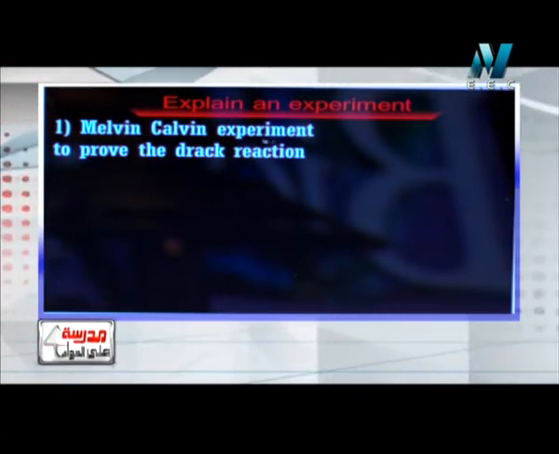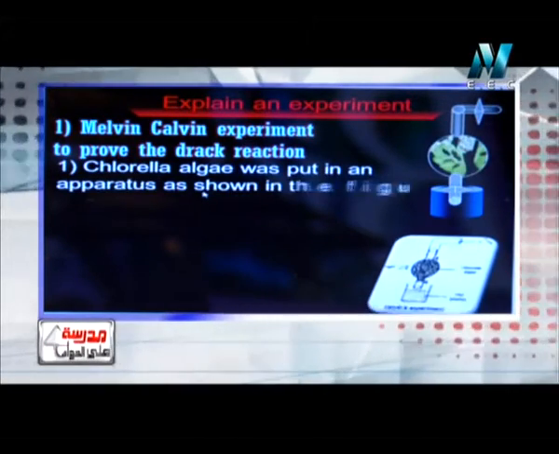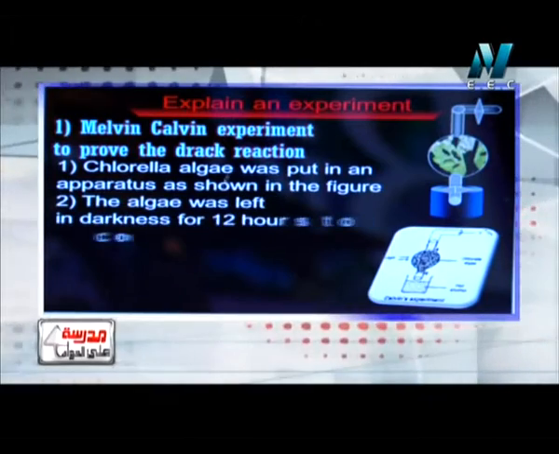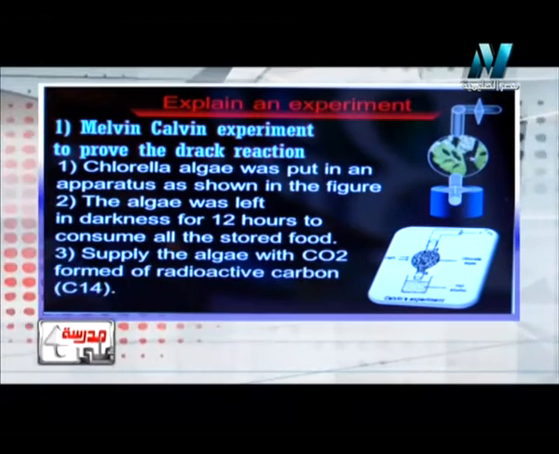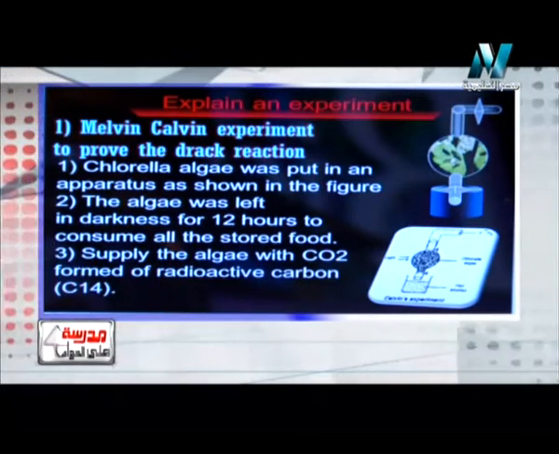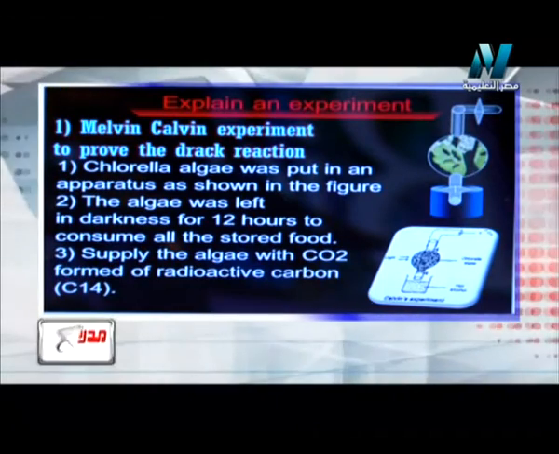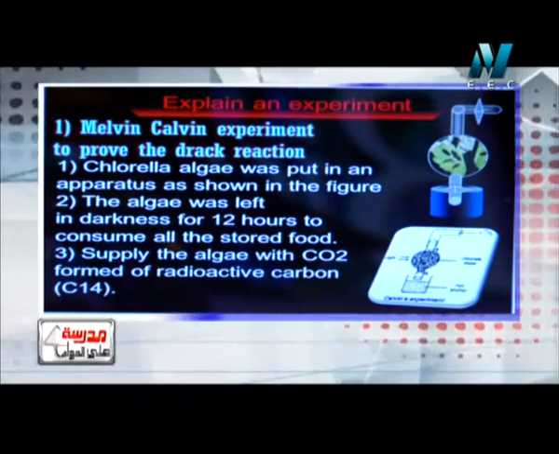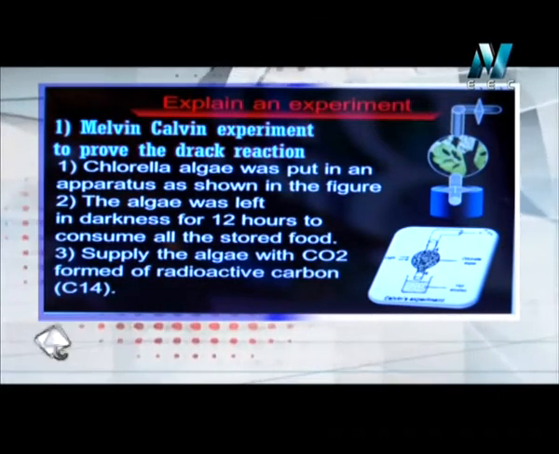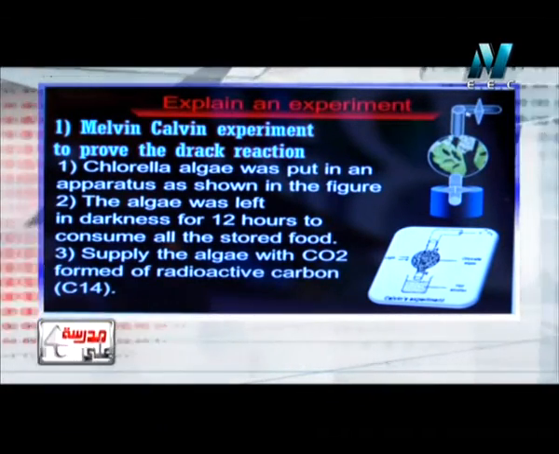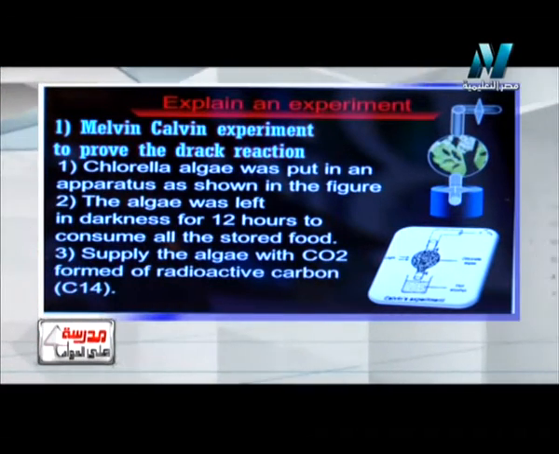The experiment of Melvin Calvin that proves the dark reaction used chlorella algae. Put the chlorella algae in the apparatus that appears in the figure. Put the chlorella algae in a dark place for about 12 hours to consume all the food stored inside the chlorella algae. After that, supply the chlorella algae with carbon dioxide containing radioactive carbon-14.